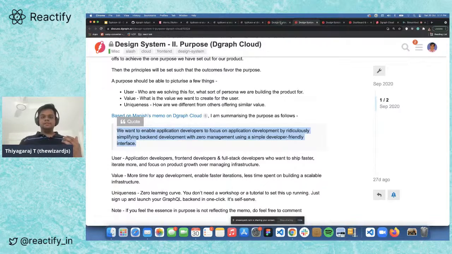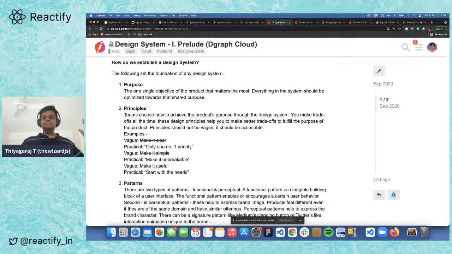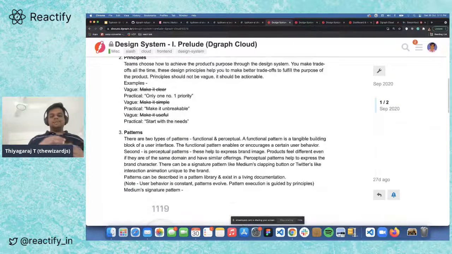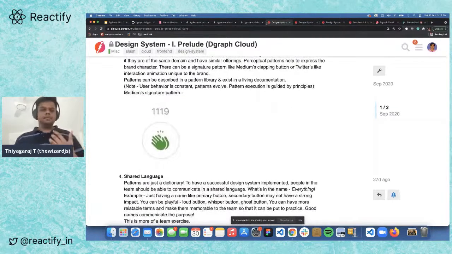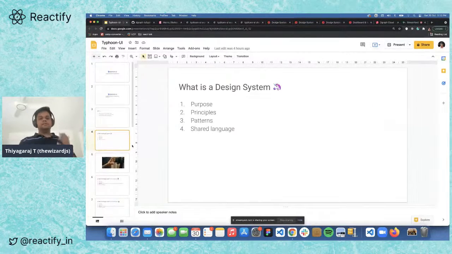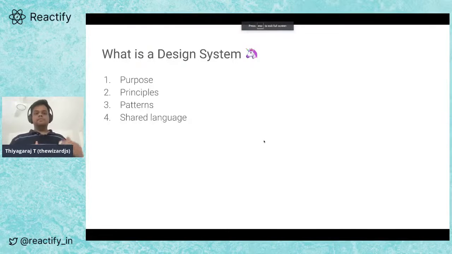So in essence, these are the two things which become the foundation for the design system. And then the third is more of a tangible output of a design system, right? Purpose and principles look like they're all in theory, all context elaborated. But what is the tangible outcome? I think that is where the patterns come in, and the shared language. So going back to where we started this discussion, we understood what the purpose is and the principles. Now patterns.